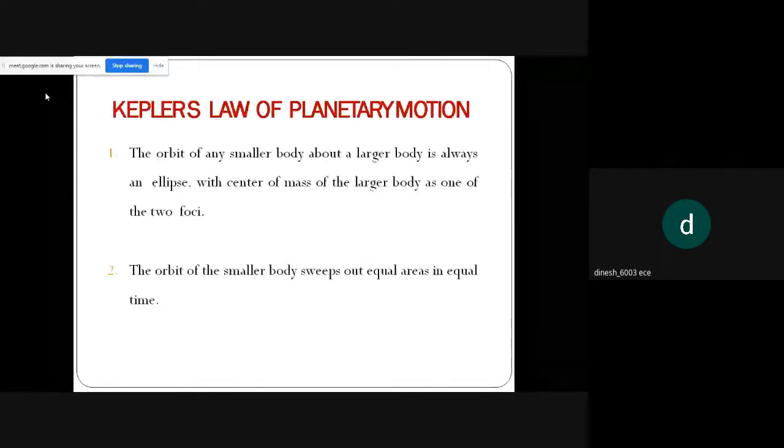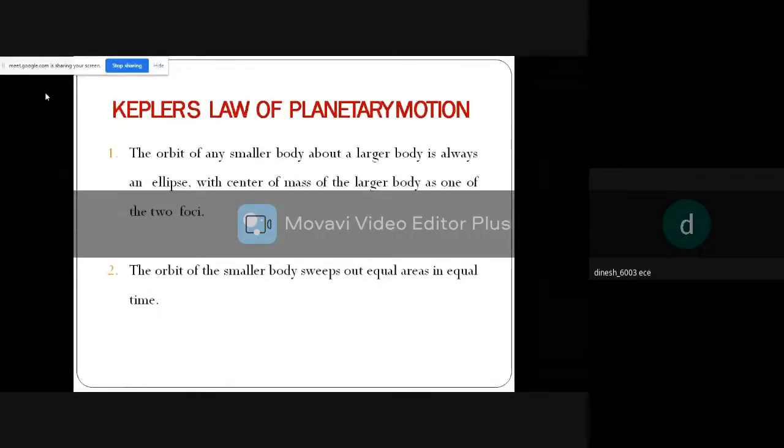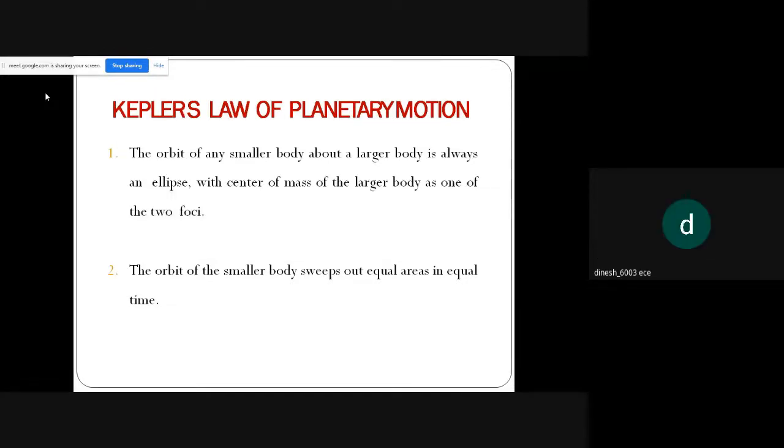The first law states that the orbit of any smaller body about a larger body is always an ellipse, with the center of mass of the larger body as one of the two focus or foci.